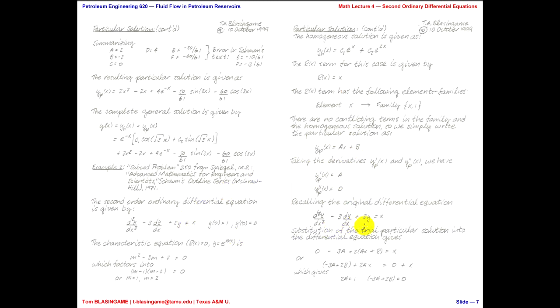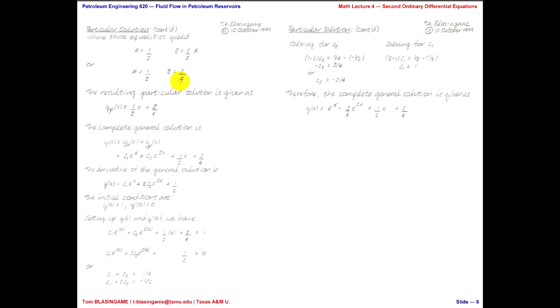Doing so, we end up with this expression, right? This is 0, this is minus 3 times A plus 2 times (Ax plus B), right? Separating terms, we conclude that A is equal to 1/2 and B is equal to 3/4. So the solution for the non-homogeneous part is given by 1/2 x plus 3/4. And then we have the complete general solution, which is this one.